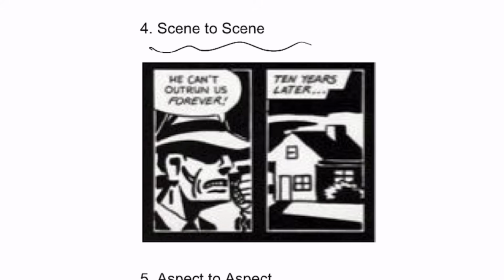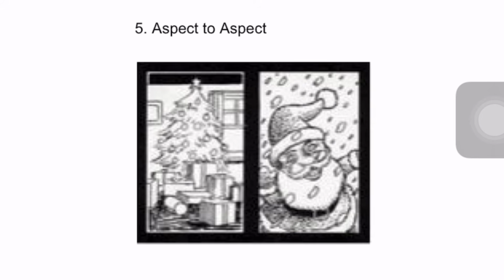The next one is scene to scene. That has to do with the time period. You can tell from this one here, it says 10 years later, that this first scene was before, and now you're 10 years into the future. Aspect to aspect is interesting, and I had to remind myself what this one is, but it's basically looking at the same scene from a different perspective. We see a Christmas tree in a house, then we also see Santa, so you can presume that they're in the same location, but you just see a different perspective of what's happening in that picture.